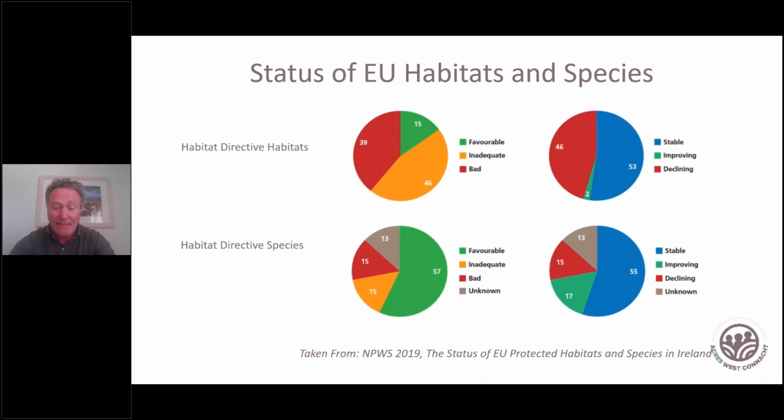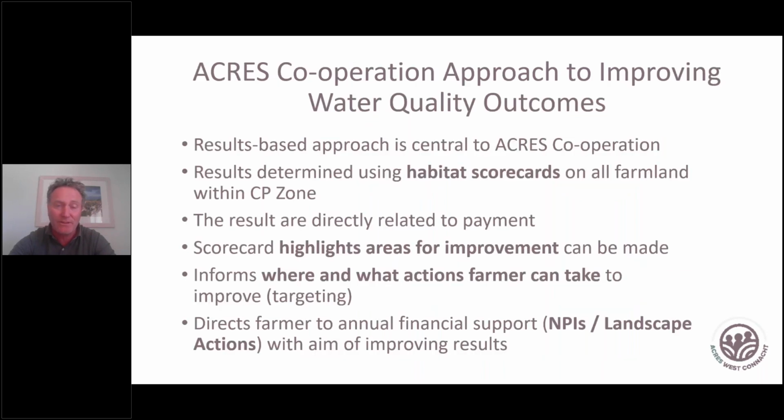So in response to that, with the cooperation approach, we're taking a different approach rather than the traditional prescription-based approach, where it's hard to measure whether there's any benefit accruing from the implementation of actions and the associated costs. As Caroline and previous speakers mentioned, we're taking a results-based approach. It's very much central to the ACRES cooperation. The results, and I'm only repeating what Caroline said, are determined using the habitat scorecards on all farmland within the CP zone. The results given through doing the scorecard on a field are directly related to the payment to the farmer.